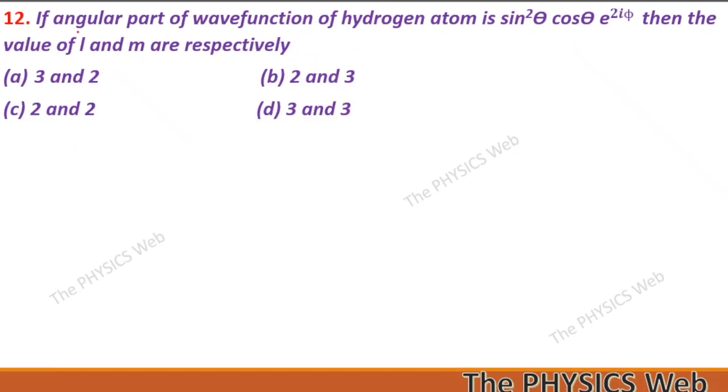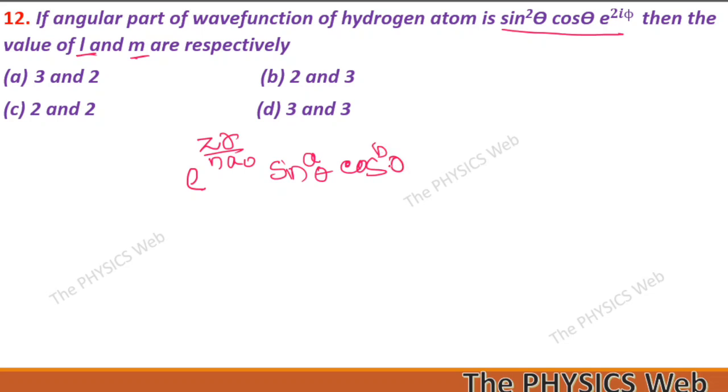Next, question number 12. If the angular part of the wave function of a hydrogen atom is sin square theta cos theta exponential 2i phi, then the values of L and M are respectively. To find L and M, you have to remember the general expression for the hydrogen atom: exponential of minus ZR by N a naught, sin to the power a theta, cos to the power b theta, exponential i m phi. Okay, so this is the general expression.